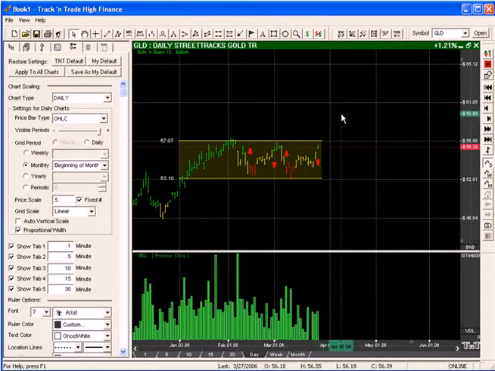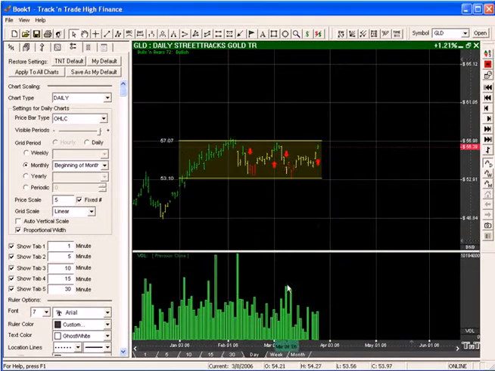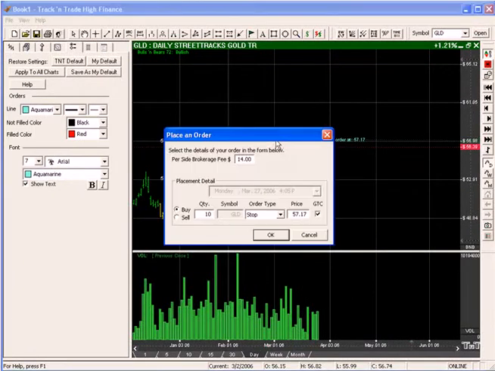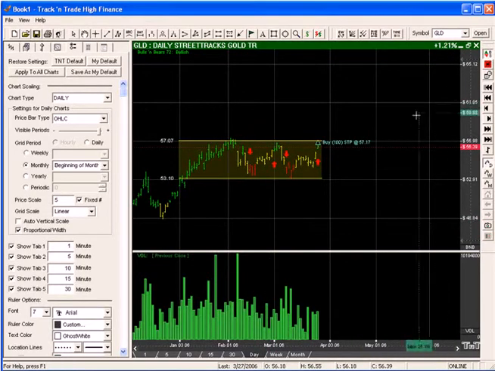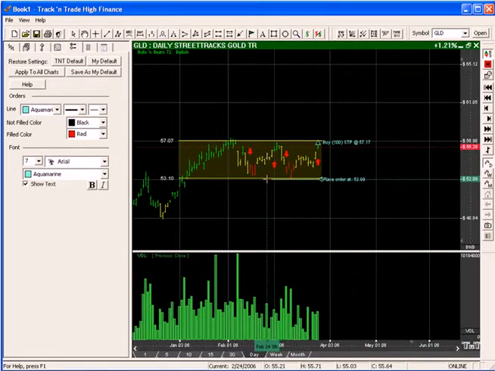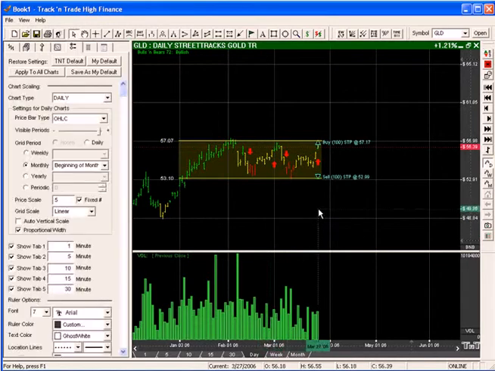Now, one strategy to trade, if you have a margining account, which we can do in Track and Trade, let's come in here and say we have an account with $10,000, and we're going to make it a margined account, okay? We're going to hit OK. Now I can place an order to buy on a break above the channel, which would be buy, and let's buy 100 shares on a stop, and I hit OK, and I'm going to buy or sell 100 shares on a stop if the market breaks below the channel.